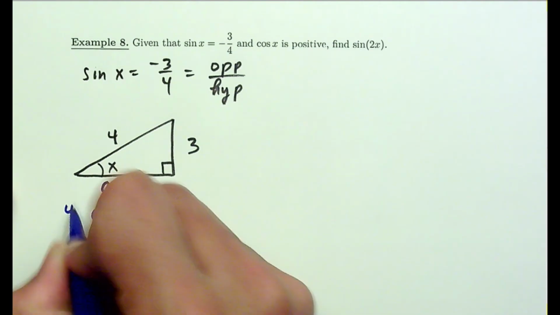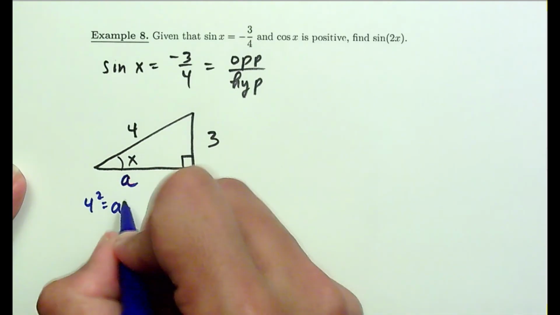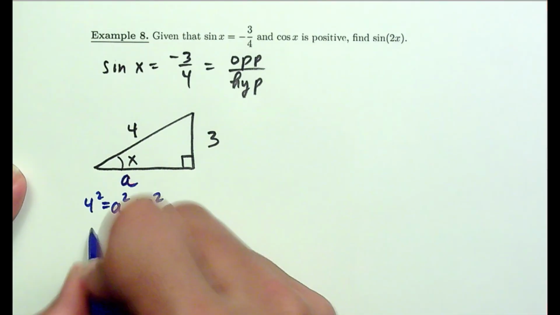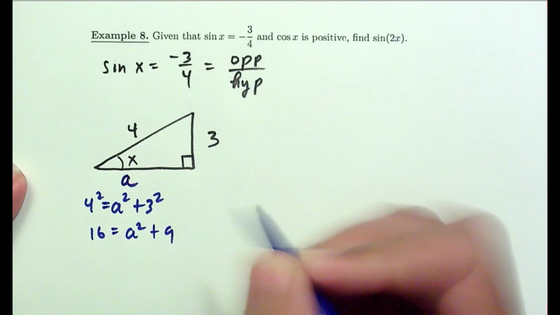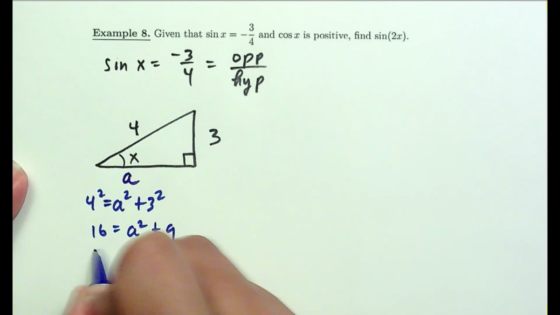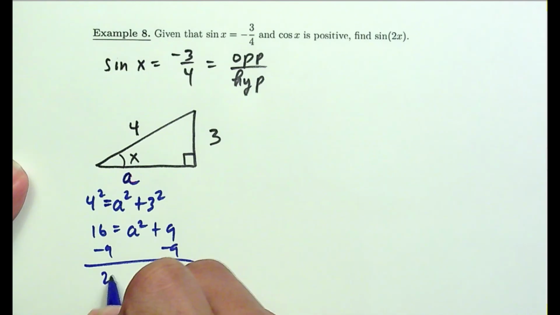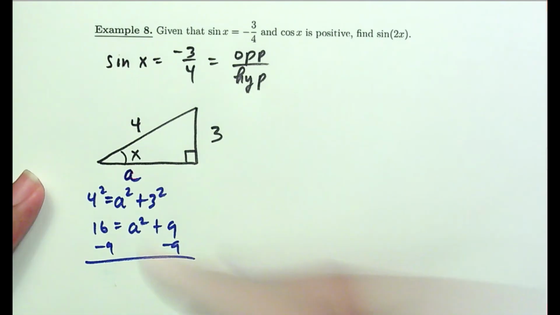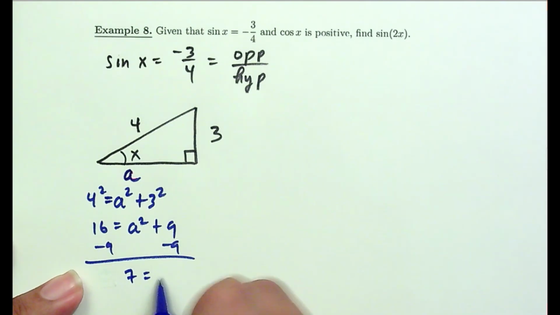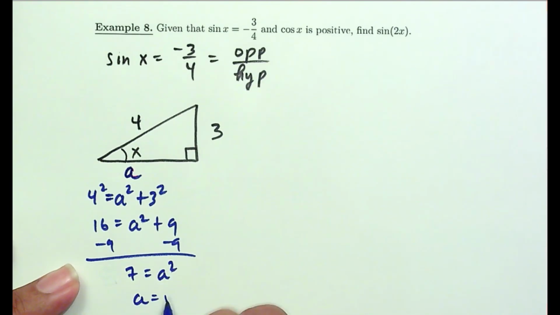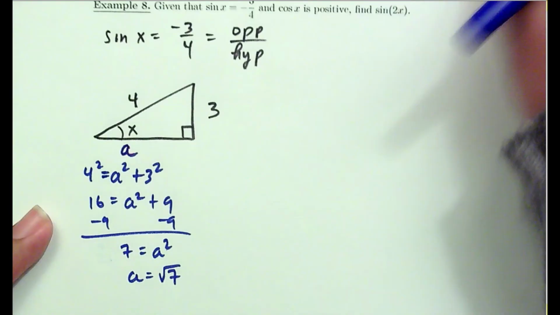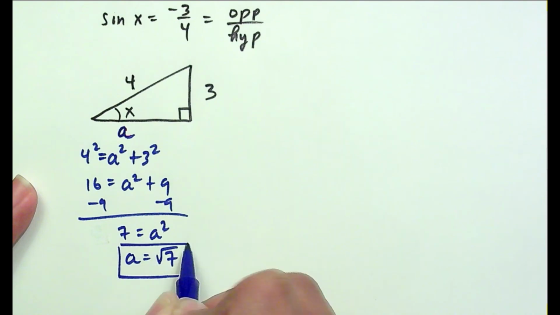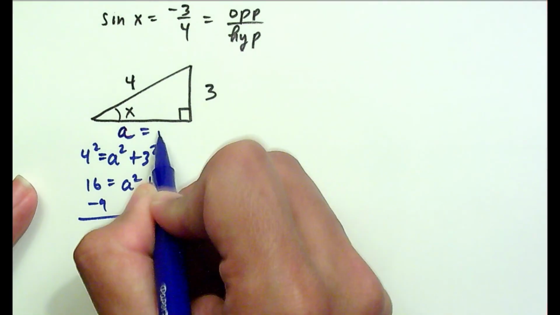You would get that 4 squared, your Pythagorean theorem, equals a squared plus 3 squared. Or in other words, 16 equals a squared plus 9. Subtracting 9 from both sides, we would get 7, since 16 minus 9 is 7, equals a squared. So that means a equals square root of 7. So we can go back here and say this is square root of 7.